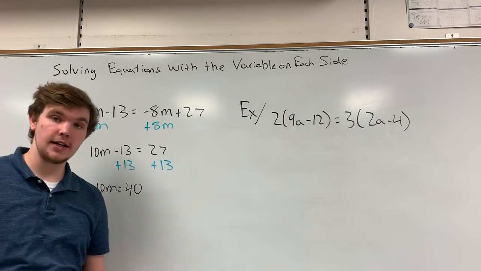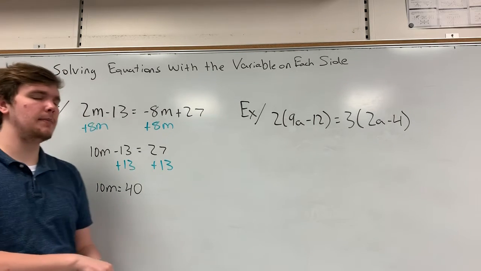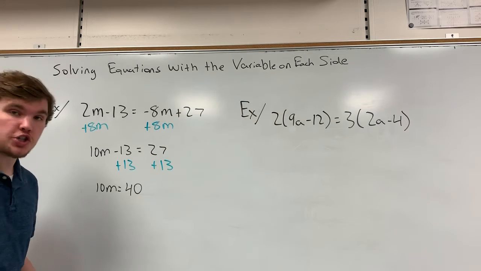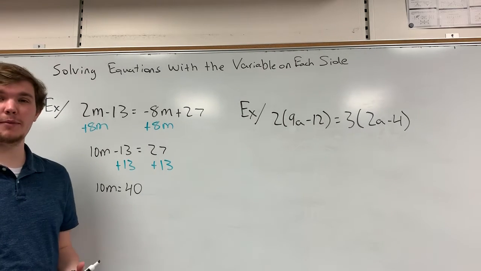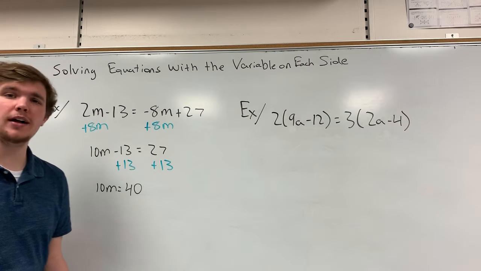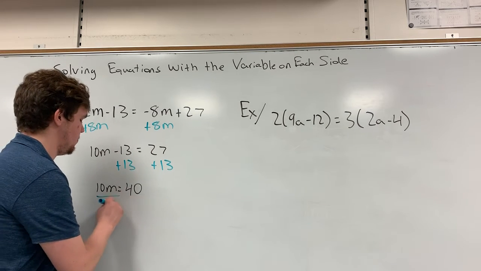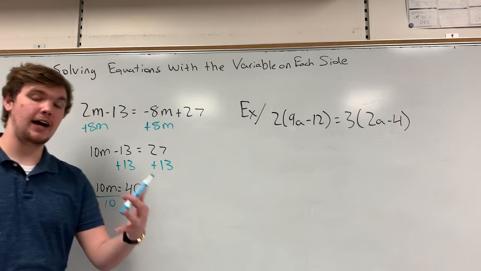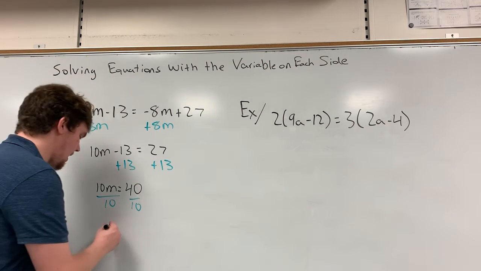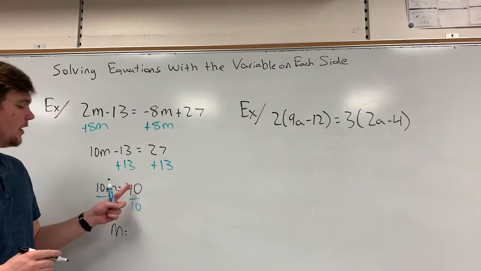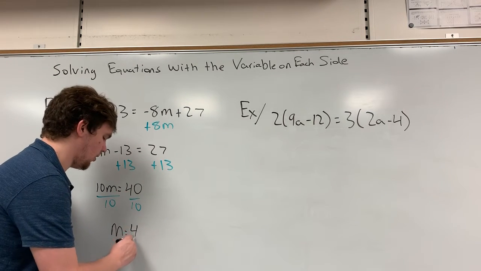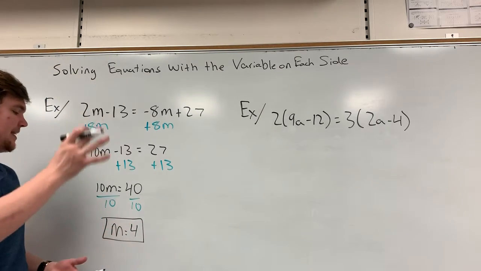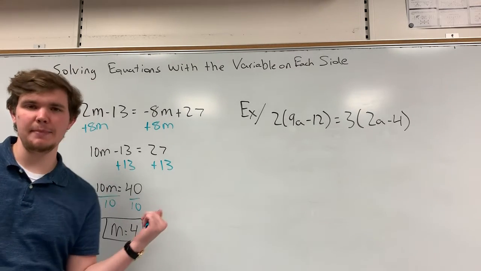Okay, we're almost done here. M is not quite by itself yet, so let's get m by itself. How do I undo that 10 times m? What's the opposite of multiplication? Well, it is division. Let's divide everything by 10. When I divide everything by 10, I get m equals 40 divided by 10 is 4. Okay, so this problem is completely done because m equals 4.